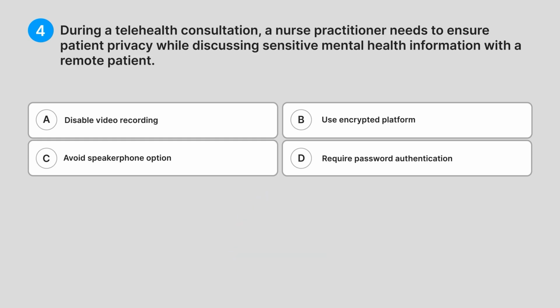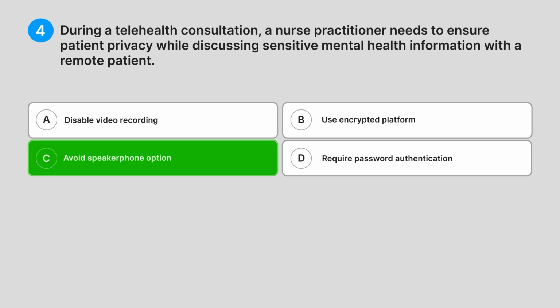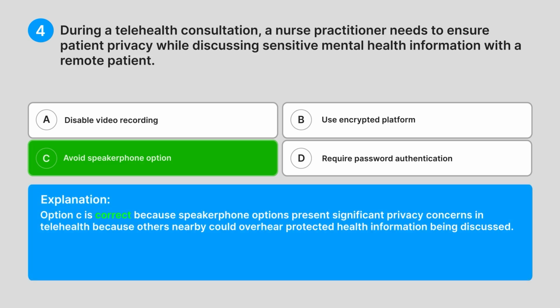Correct answer, C. Avoid speakerphone option. Explanation. Option C is correct because speakerphone options present significant privacy concerns in telehealth because others nearby could overhear protected health information being discussed.